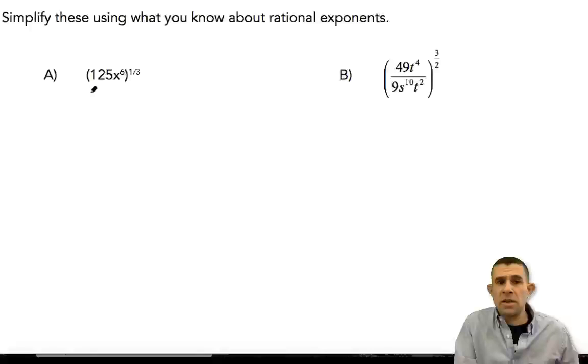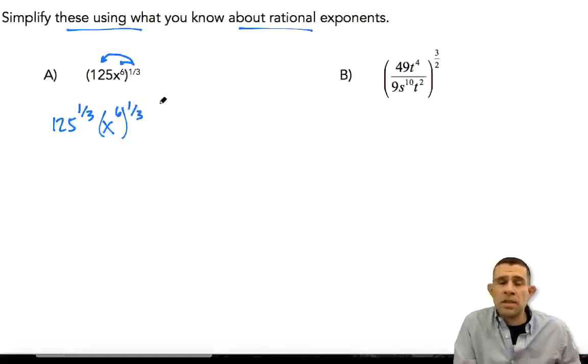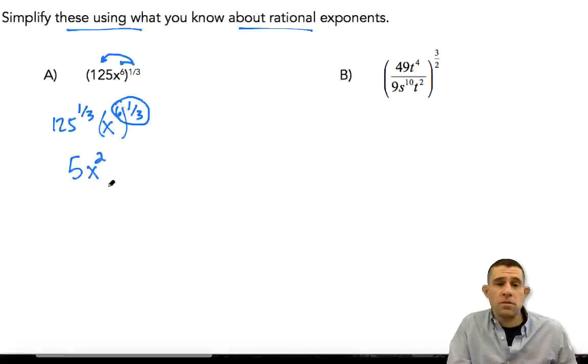Finally here for our examples for today, let's simplify these using what we know about our rational exponents. So we have 1/3 power of this product, and so that 1/3 needs to go both to the 125 and to the x to the 6. So that's the cube root of 125 and x to the 6 cube rooted. So to simplify this, we're going to take the cube root of 125, which is 5, and then x to the 6 to the 1/3. Now remember, we need to multiply these. So 6 times 1/3 is 6 over 3, which simplifies to 2. So it's 5x squared.